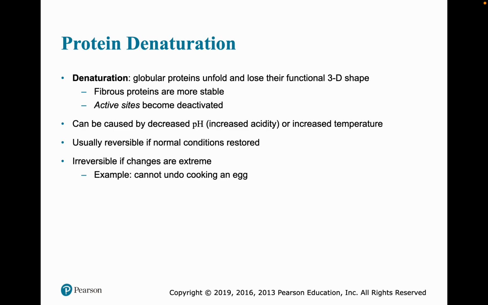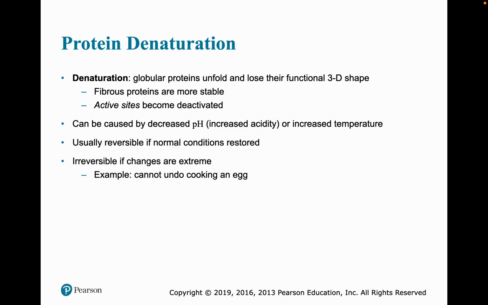Denaturation is a loss of that three-dimensional shape in a protein. Doesn't happen as much with fibrous proteins, but with globular proteins, the active sites can be deactivated. Denaturation can be caused by changes in pH, increased acidity, or increased temperature. In many cases, it's reversible if you put it back in normal conditions, but that's not true for all proteins.